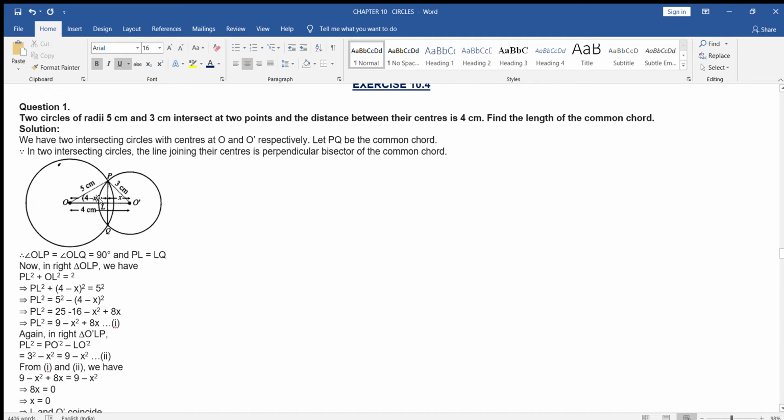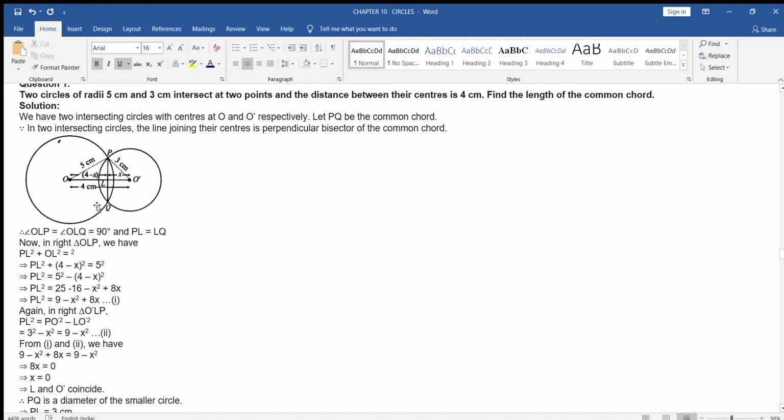Now we have angle OLP, or you can say angle O dash LP. This one is 90 degrees. Why can we say this is 90 degrees? We have read it in the theorem also. Because when two circles intersect, the line of centers bisects the common chord perpendicularly, so PL is also equal to LQ.